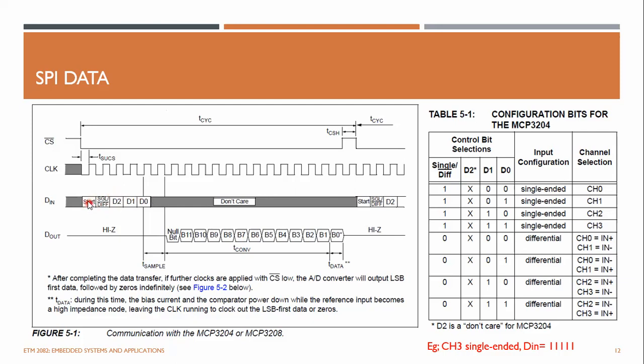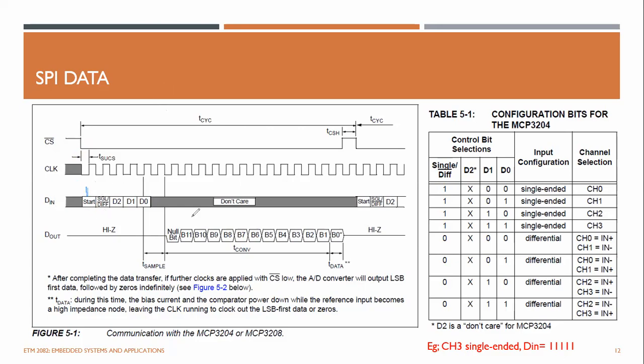First is the start bit. Whatever the line is, high or low, when you pull it down, you have to set this bit to high. So this should be high, right? Start bit is high. Then you have to tell this device to operate in single or differential mode.